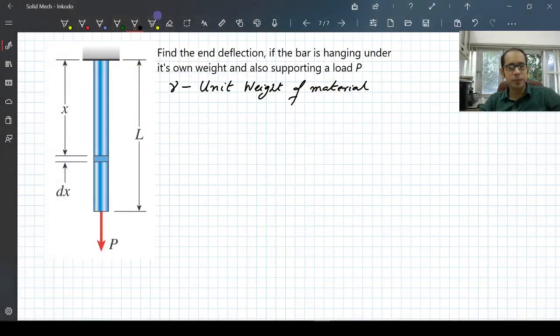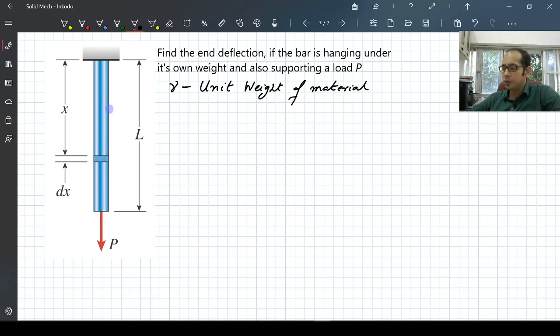Now that we have understood the non-uniform axial loading, we will go ahead and solve a particular problem. So the problem that you have over here is that you have a bar which is hanging from the top. It is clamped at the top over here and it is being pulled by a force P. But unlike the problems which we looked at, this bar now has some amount of self weight, right?